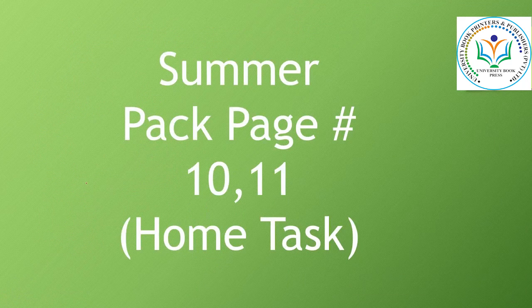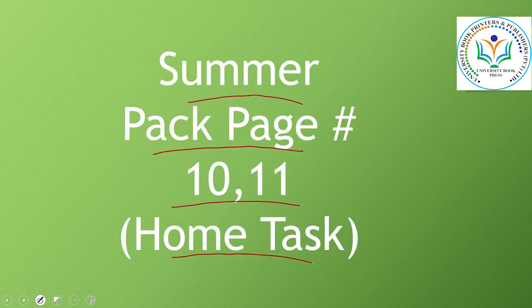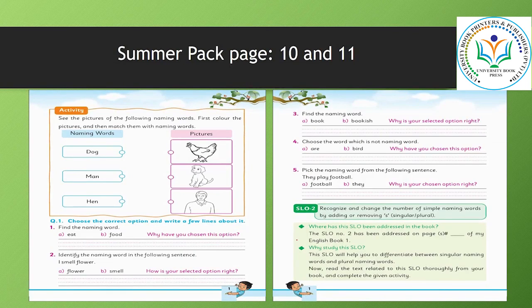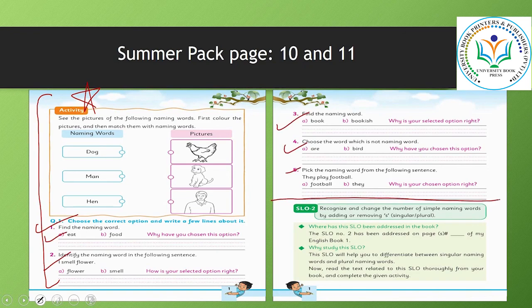Now please open your summer pack on page number 10 and 11 so that you can see what is your home task. Please don't forget, you also have to read the unit, Provinces of Pakistan, and do your question number 2, where you have to find out 10 nouns from the chapter and write them on the given spaces. This is how your page number 9 and 10 looks like. There's an activity and there are multiple choice, 5 questions. You'll do it till here.